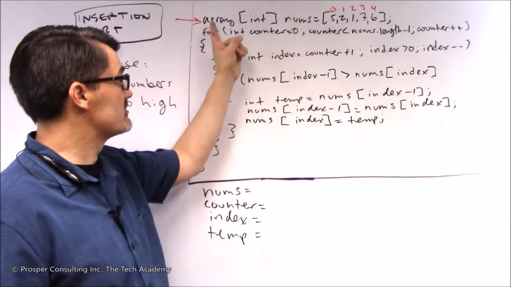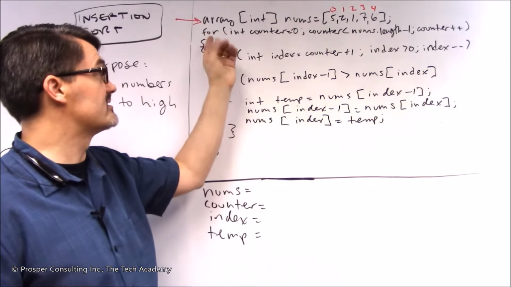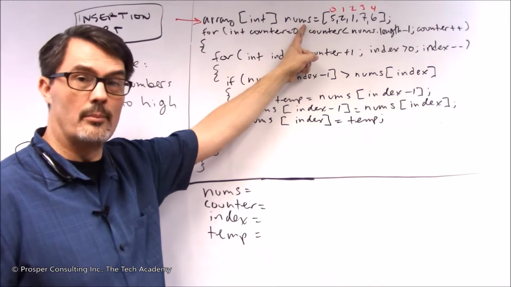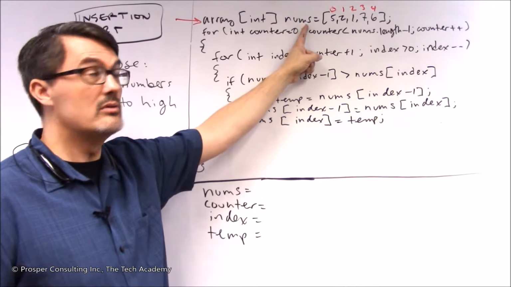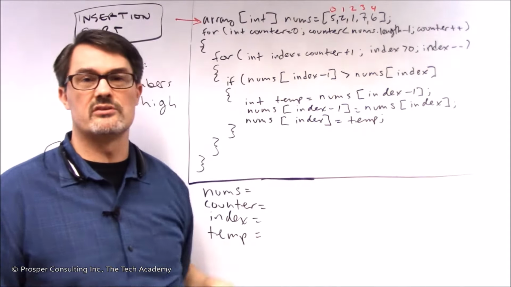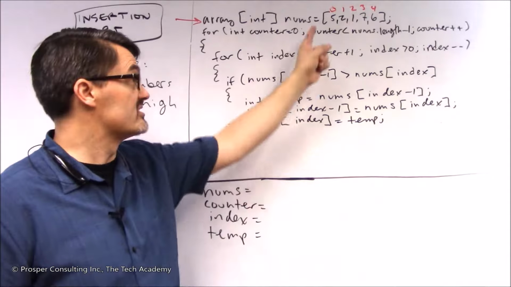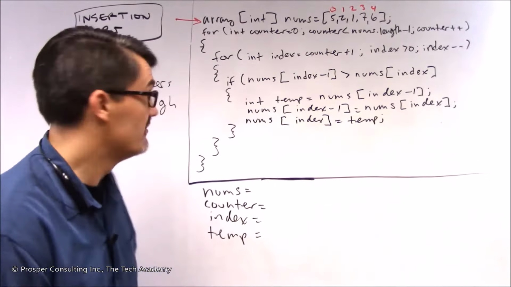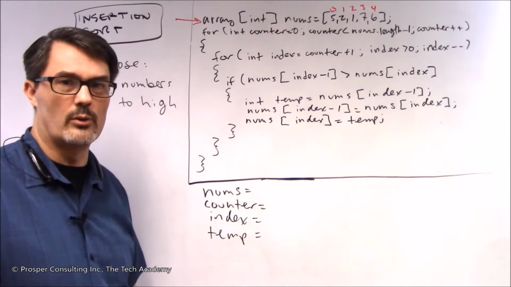All right, so here's this first line again. And what it does is it declares a variable, which is called nums. This variable is an array of integers, and it even initializes the values in that array to this number series you see here, 52176. This is, in fact, the collection of numbers we're going to sort from lowest to highest.